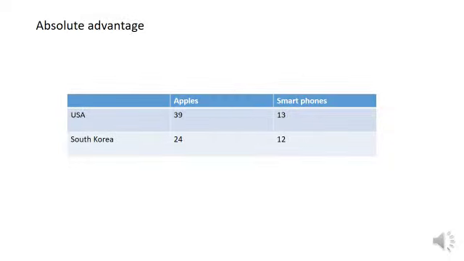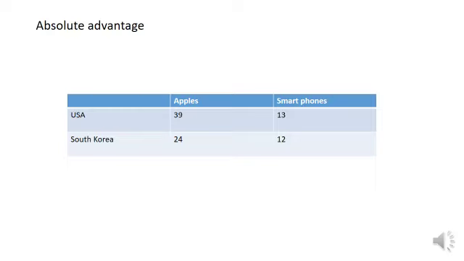So grade 12, tackling absolute and comparative advantage. Let's have a look at what countries can produce using the same amount of resources. So remember, we're talking about the same amount of resources. So if we look at this table, the USA can produce 39 apples, or it can produce 13 smartphones.